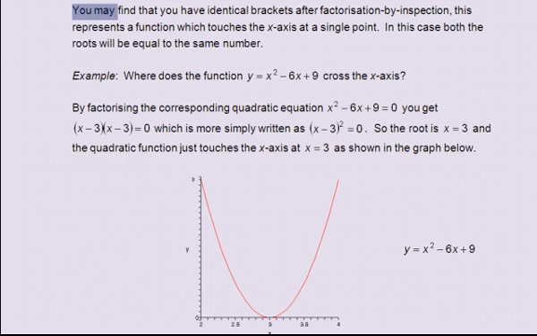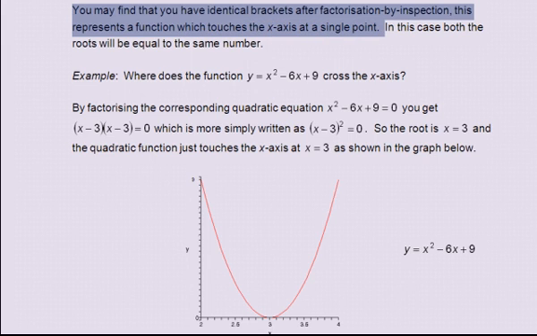You may find that you have identical brackets after factorisation by inspection. This represents a function which touches the x-axis at a single point. In this case, both the roots will be equal to the same number.